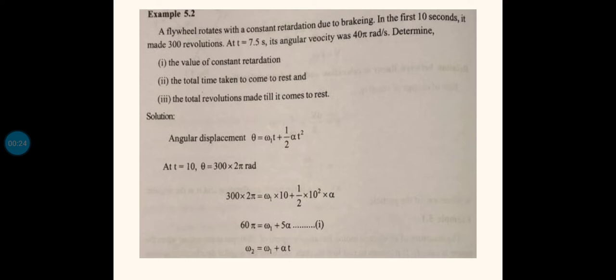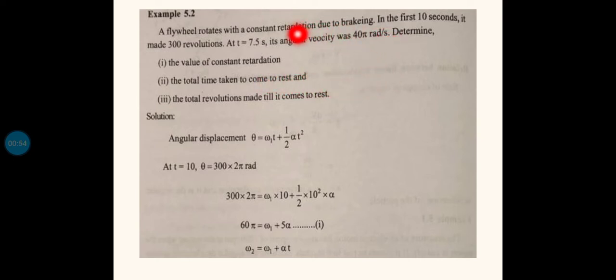The first problem: a flywheel rotates with a constant retardation. The flywheel is rotating with a constant retardation due to braking. In the first 10 seconds, it made 300 revolutions. So during the first 10 seconds, from time t equal to 0 second to 10 second, it made 300 revolutions, and at time t equal to 7.5 second, its angular velocity was 40 pi radian per second. So determine the value of the constant retardation.